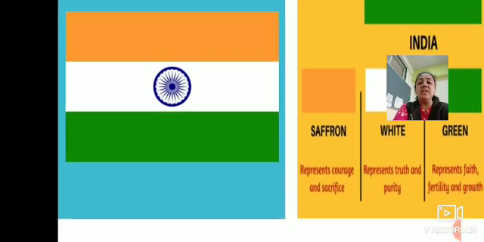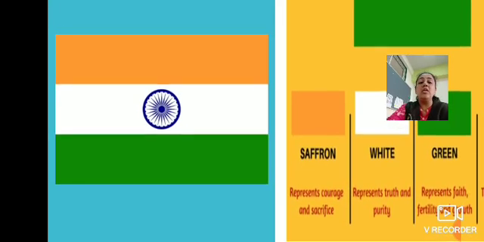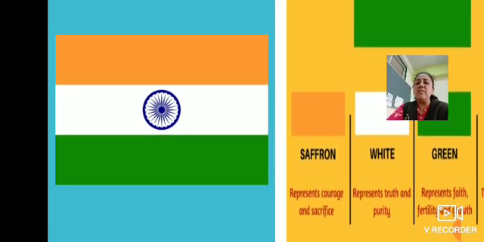One more thing children, exactly at the center of the national flag you can see one circle. Do you know what we call that circle? Yes, it is known as the Ashoka Chakra. Understood? So there is a navy blue wheel in the center that is called the Ashoka Chakra, and it has 24 spokes.